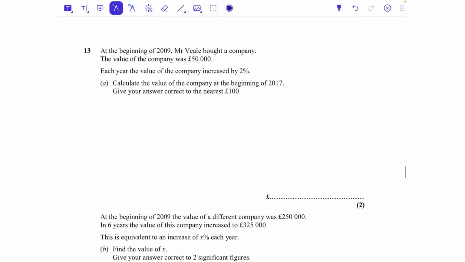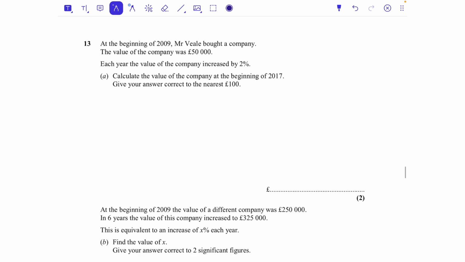Question number 13. At the beginning of 2009, Mr. Veal bought a company. The value of the company was £50,000. Each year, the value of the company increased by 2%. Calculate the value of the company at the beginning of 2017. Give your answer correct to the nearest 100. So this is compound interest.